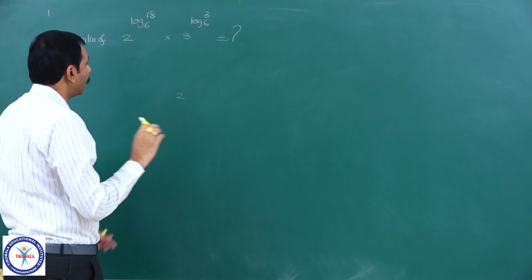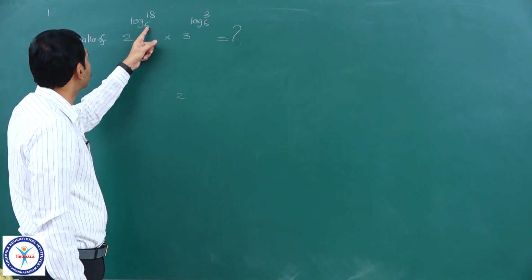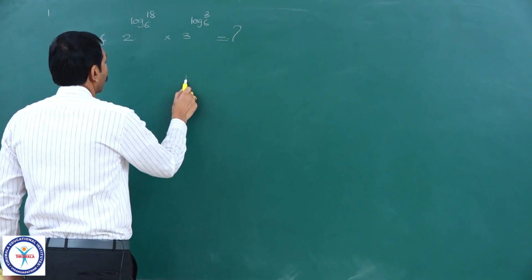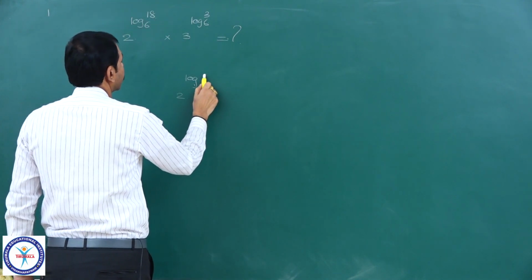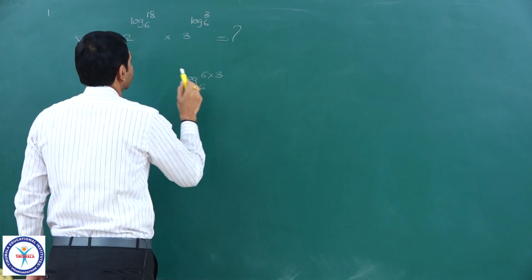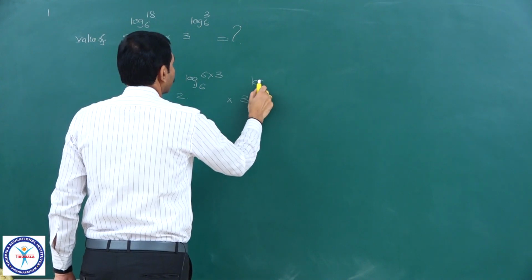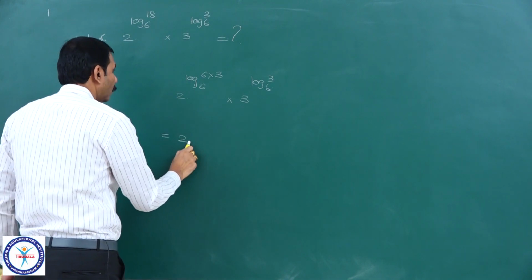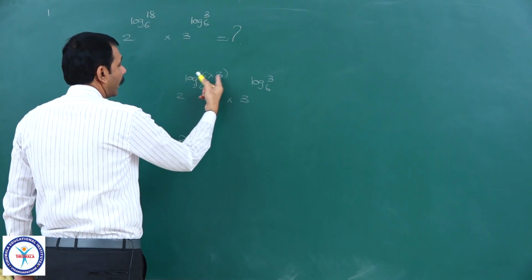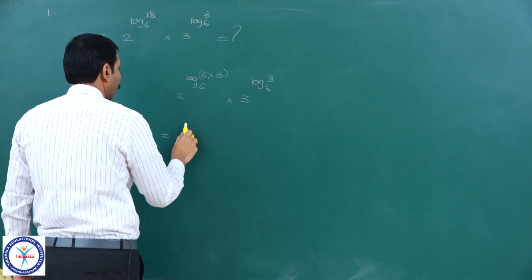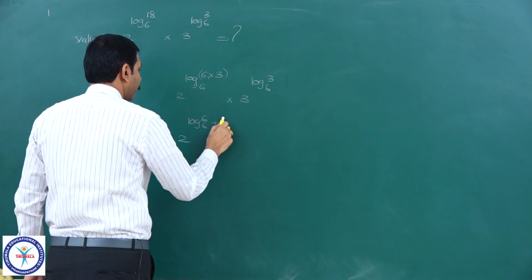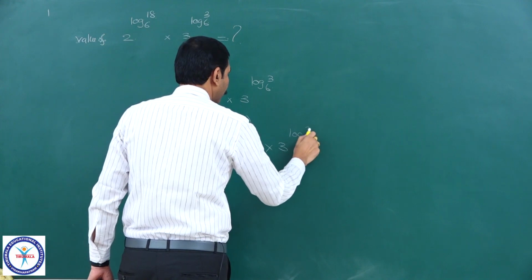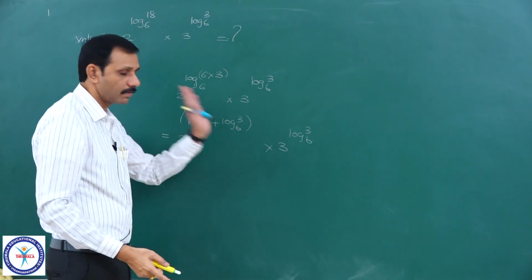It is 2 power... first observe, here it is 2, here it is 6, you cannot write any simplification directly, therefore I am writing it as 2 power log 18, which can be written as 6 into 3, to the base 6, into 3 power log 3 to the base 6. It is of the form log ab = log a plus log b. So it is log 6 to the base 6 plus log 3 to the base 6, into 3 power log 3 to the base 6. I cannot do anything here, as it is only written.